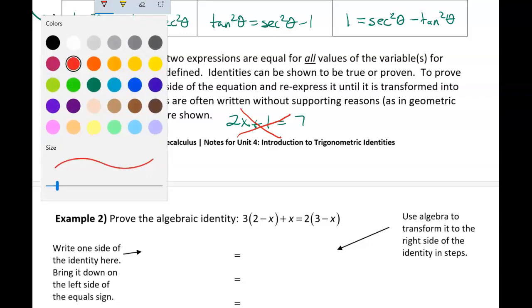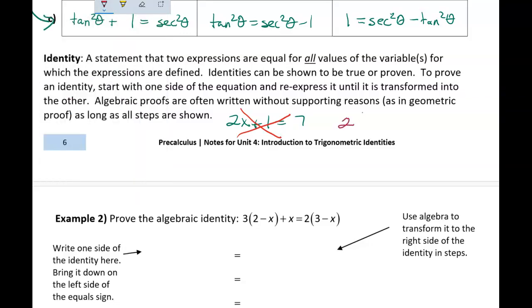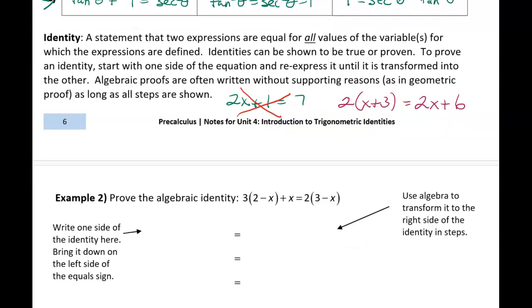An identity would be something like this: 2 times x plus 3 is equal to 2x plus 6. No matter what value you choose for x, both sides will yield the same value and will therefore be equal. So that's true for all values of x.